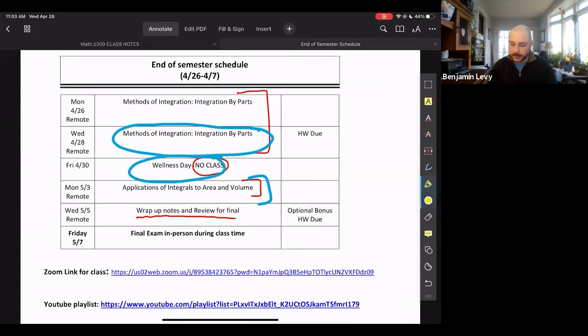How can I make this stand out a little bit? Maybe I'll do it in yellow. All right, we have no class on Friday. It's one of the wellness days, and so we're not meeting.